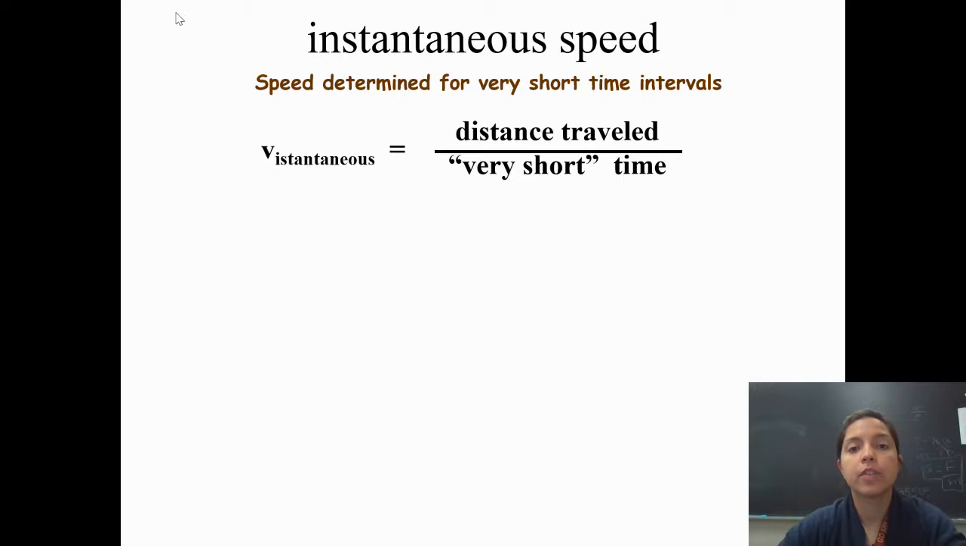Speed determined for very short time intervals is called the instantaneous speed. And the equation here is distance traveled divided by a very short time. So it could be like a second.